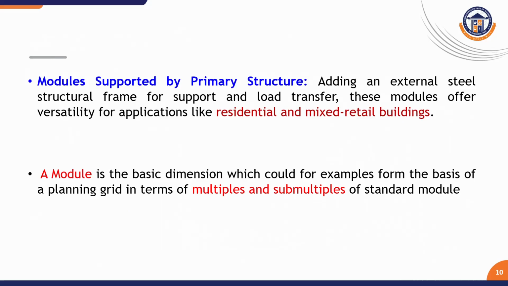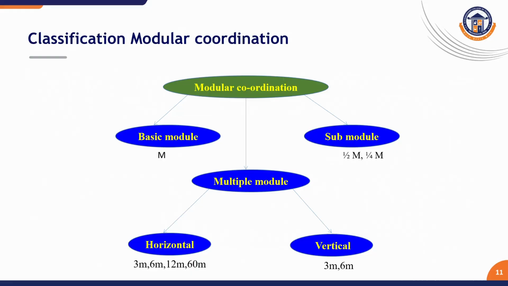A module is the basic dimension, which forms the basis of the planning grids in terms of multiples and submultiples of standard modules. The modules are classified as basic modules, submodules, and multiple modules, which are further classified as horizontal modules and vertical modules. The basic module is given as M, whereas the submodule is one fourth of M or half of M. The multiple modules vary based on the height. In the vertical, it will be 3 meter and 6 meter. In the horizontal, it will be 3 meter, 6 meter, and up to 60 meter.